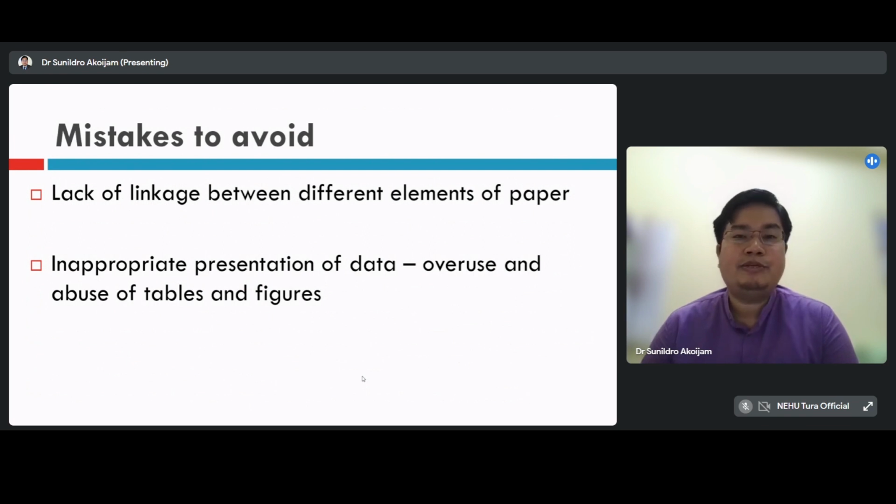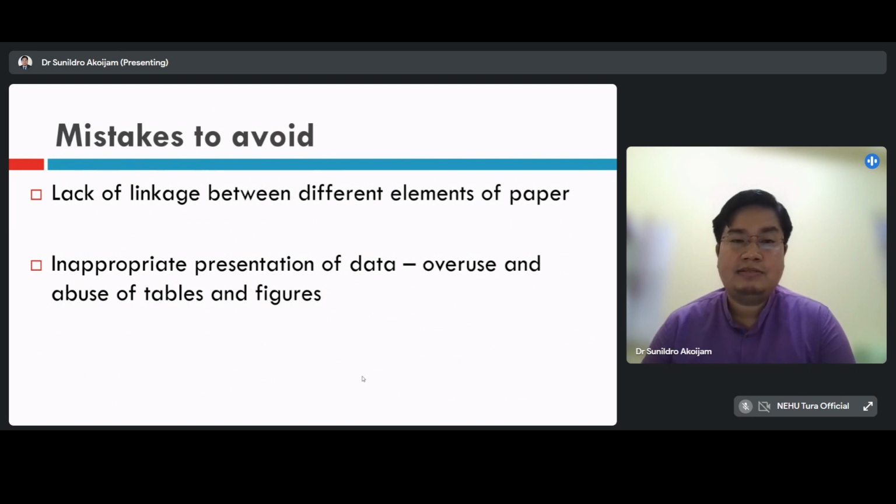And inappropriate presentation of data, overuse and abuse of tables and figures. Many times, as a reviewer of many reputed journals, I have seen that there are so many papers that are bombarded with so many tables and figures, where they have used 10 tables, 10 figures, and in some cases I find that some of the tables can be clubbed together in a very productive and effective manner.